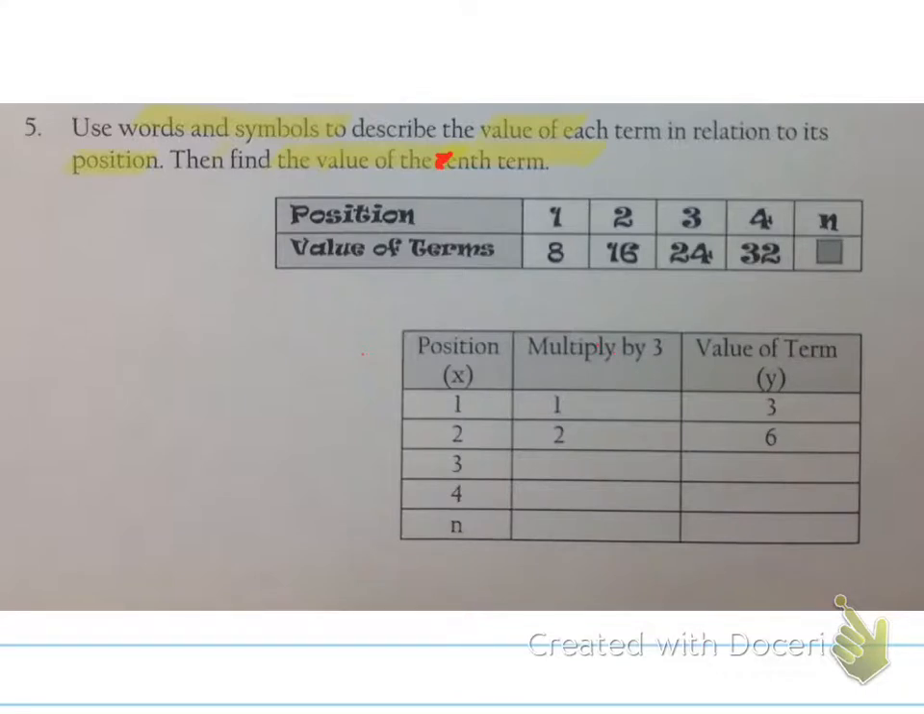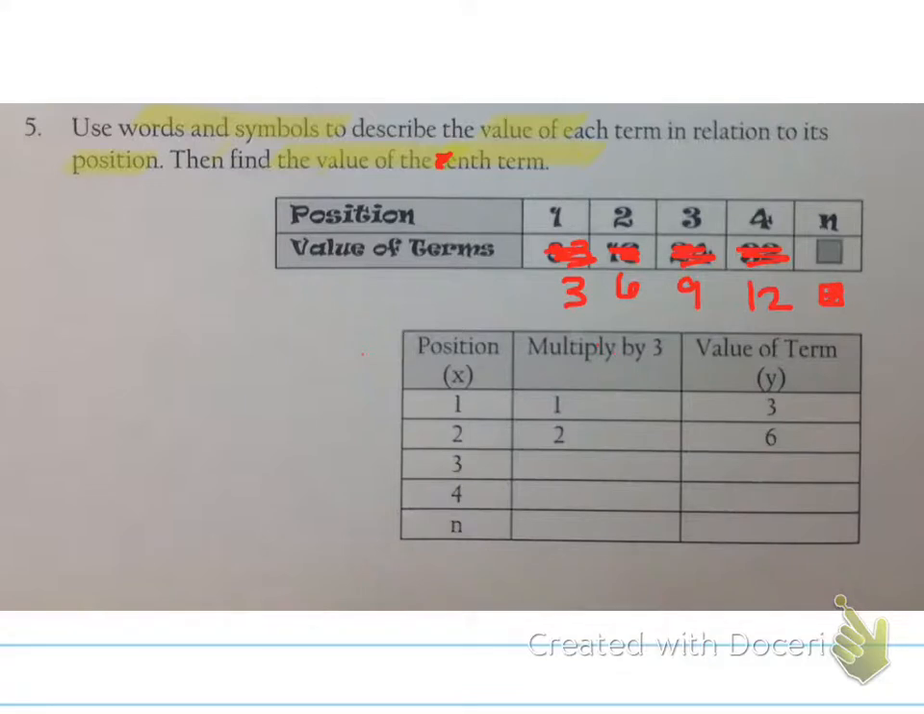For this particular problem, I'm going to have you change the value of the terms. So in position 1, instead of having an 8, we are going to have a 3. In position 2, instead of having a 16, we are going to have a 6. In position 3, instead of 24, we're going to have a 9. And in position 4, instead of a 32, we're going to have a 12. And then we'll still have a box for our nth term because we're going to learn how to find that.